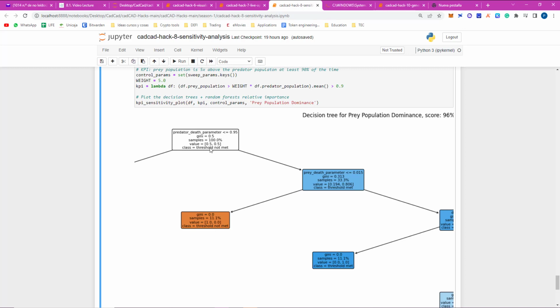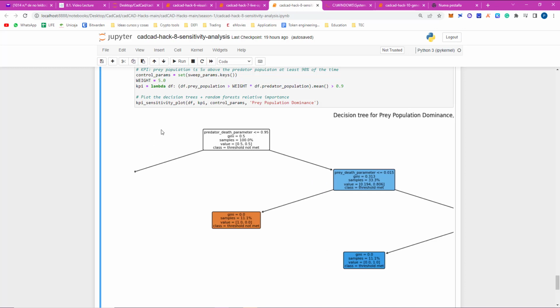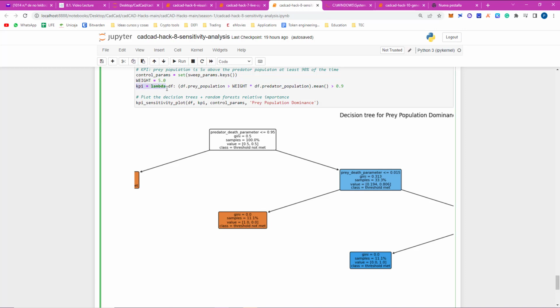In the decision tree, there is also a range of importance. So it takes first the most important parameter and it divides it in two. It assumes that the most important parameter to determine whether the threshold, like the KPI that we defined, is true or not is defined by the predator depth parameter. Okay, all right, I got that.